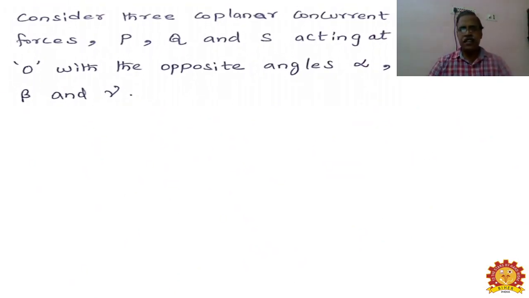Let us consider three coplanar concurrent forces P, Q and S acting at O. As I told you already, three forces are acting at a single point with concurrent angles alpha, beta and gamma. Let us take an example of the diagram you're seeing on the screen. At point O, three forces are acting away from point O with angles alpha, beta and gamma. Now here comes the solution.